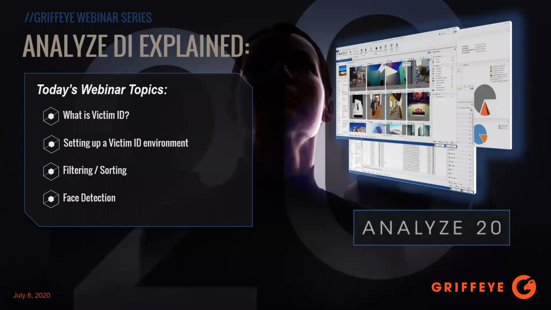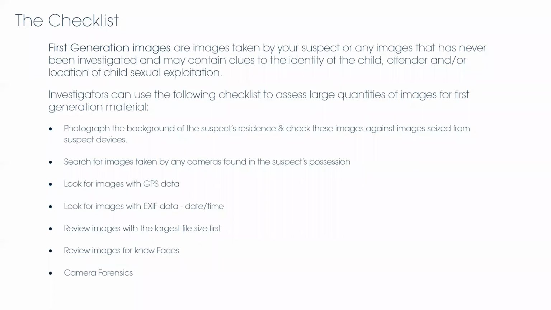Now, there's something that we call the victim ID checklist, and it's all about first generation material. When you hear me say first generation material, I'm talking about material that has not been seen or investigated before by anybody else. That is where you're going to be doing your victim ID work. So this checklist gets you in the mindset of what you should be doing if you're taking a victim-centric approach.